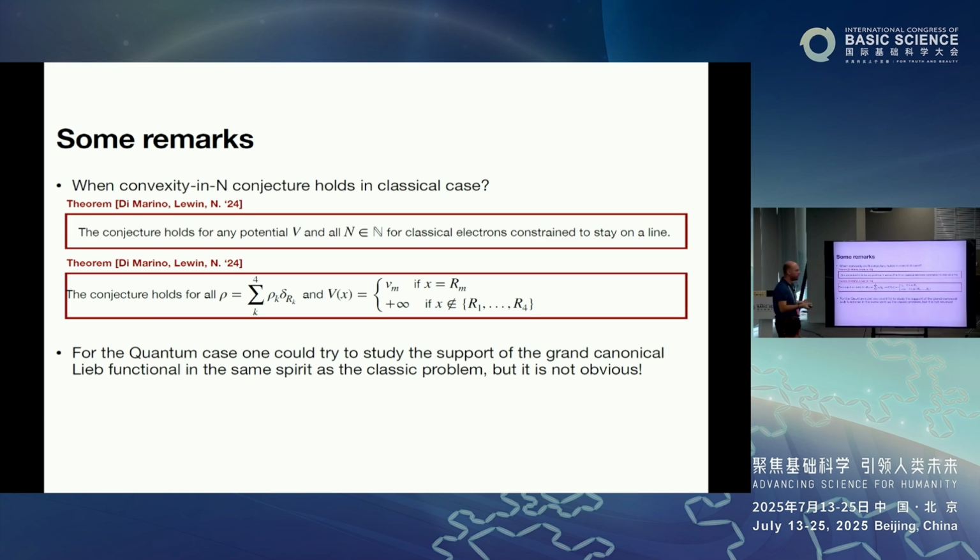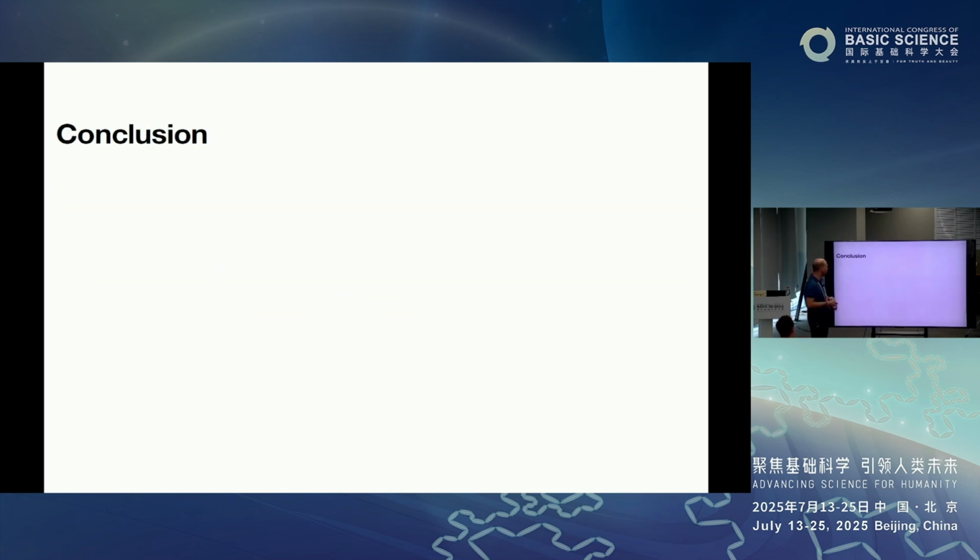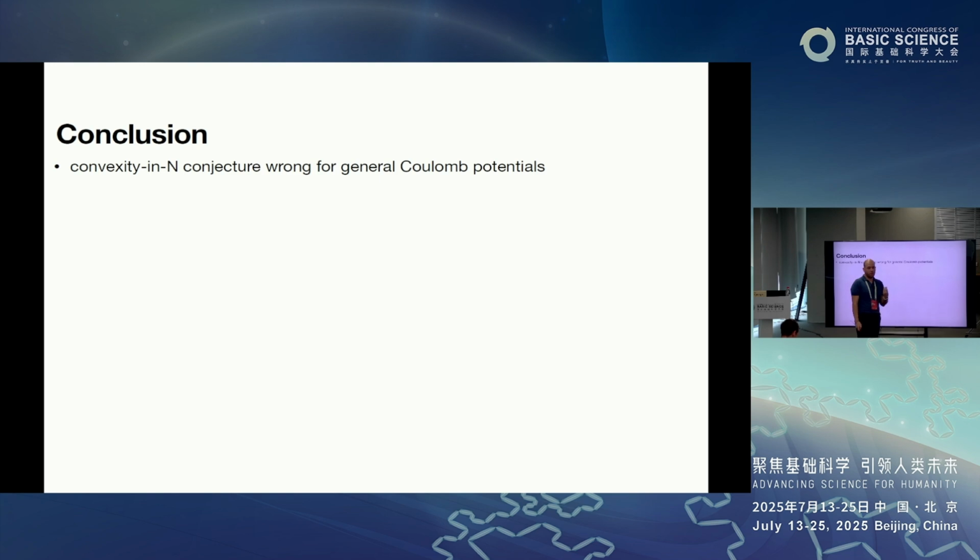And so we cannot have exactly the same proof as for the classical problem. So it's not obvious. And I think that I'm almost done. Just to conclude, what we can prove is that in general this conjecture is wrong for Coulomb potential. But be aware that the counterexample works in a very specific case.